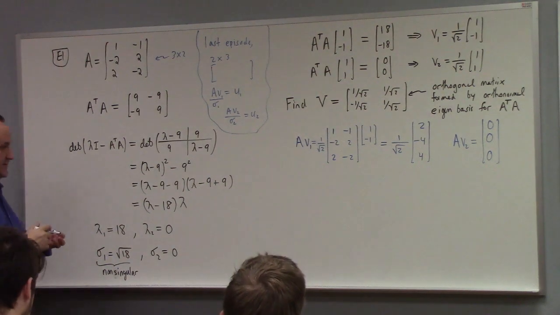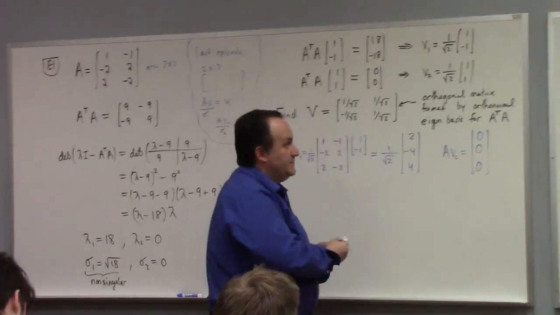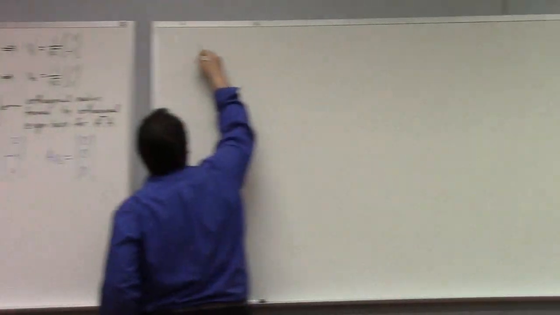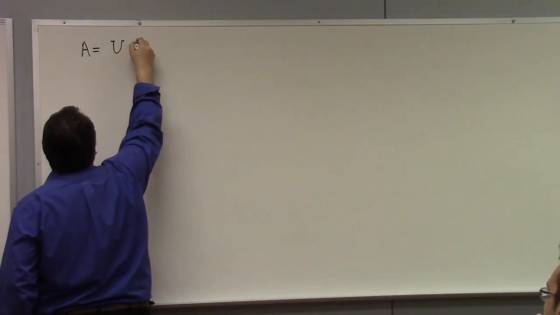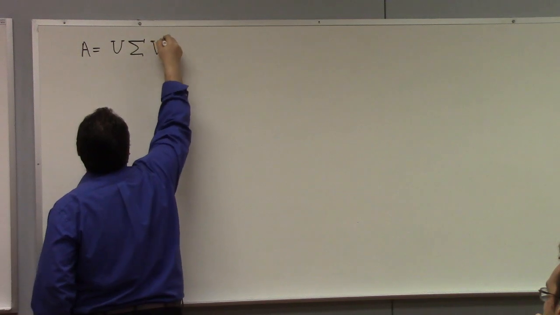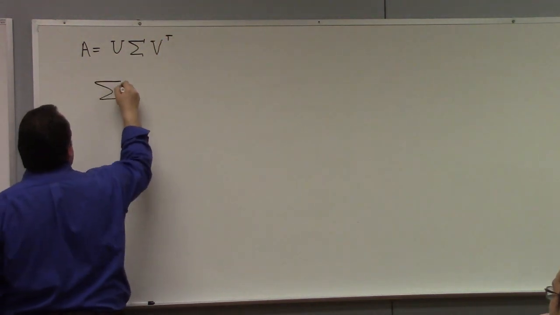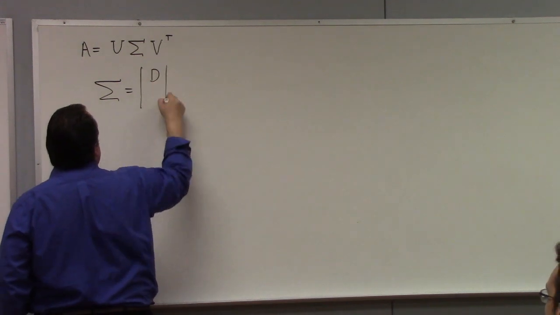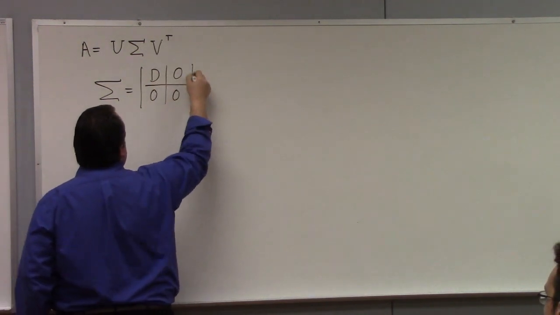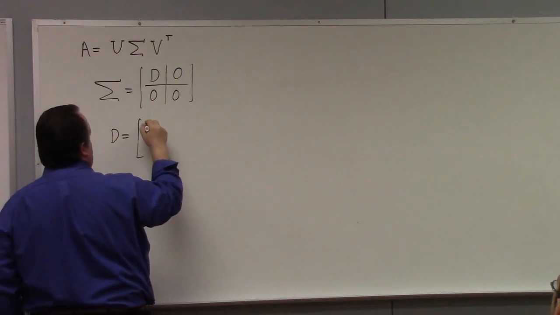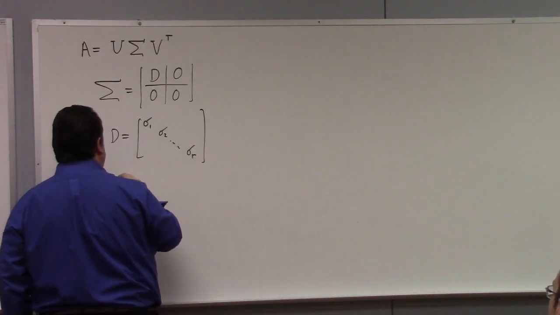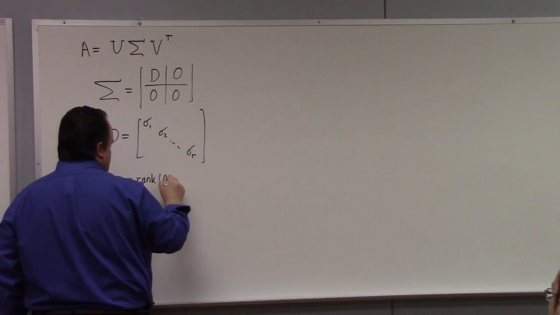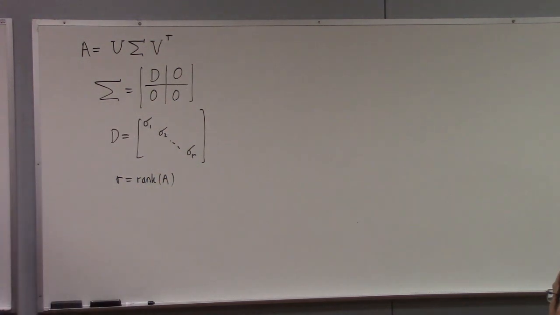But this time, what are we expecting here? Just to recap where we're going, the singular value decomposition has the following form. A is equal to U sigma V transpose, where the sigma has the form D and then zeros. And D here is sigma 1, sigma 2, through sigma R, where R was the rank of A.